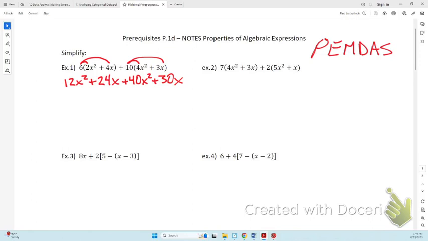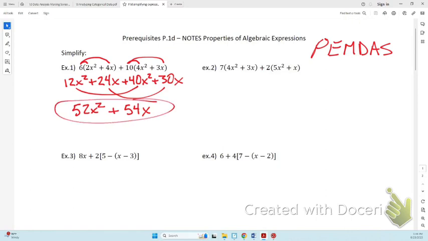Once again, we need to ask about like terms, and these two are like because they have the same base and exponent, and these two are like terms, same base, same exponent. All right, and that's the end of number 1.